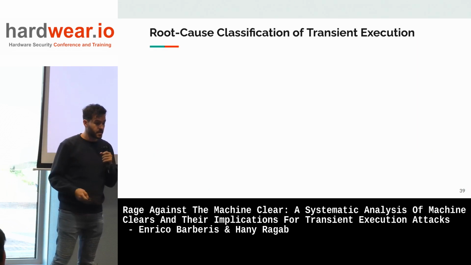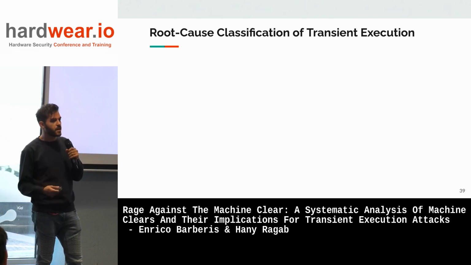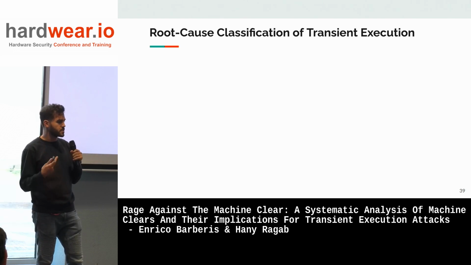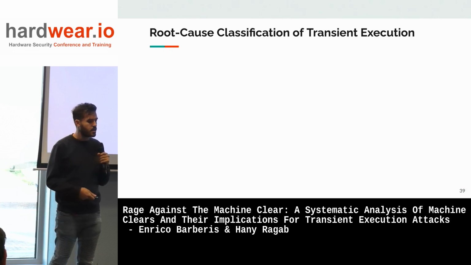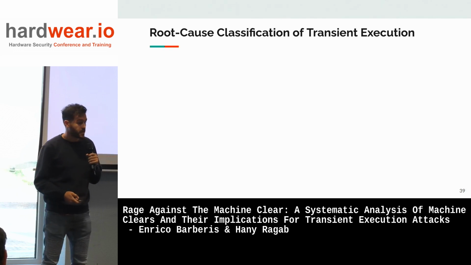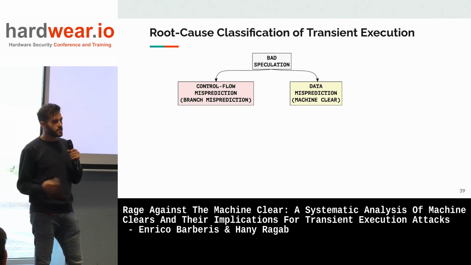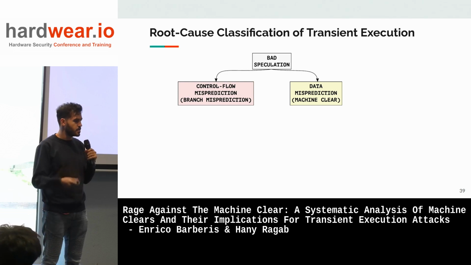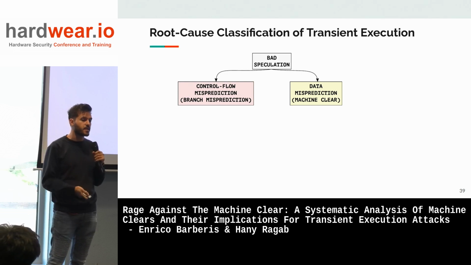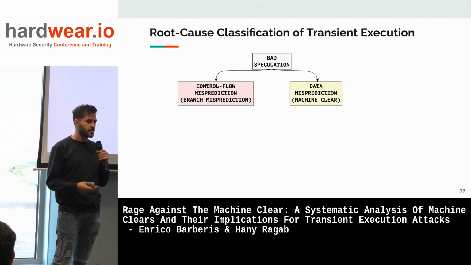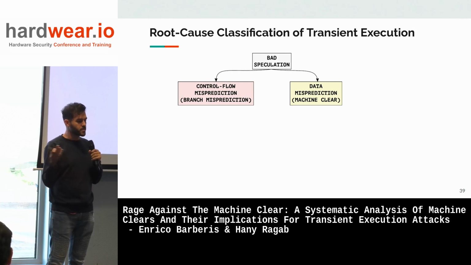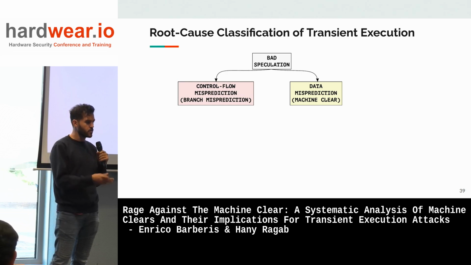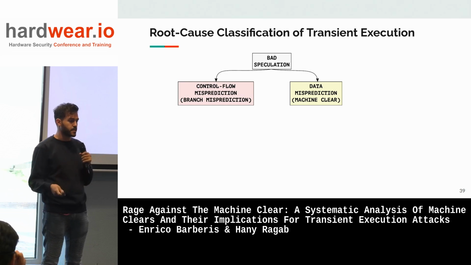Finally, and this is the last thing, we try to classify all these types of root causes that we could use to create a transient execution path. We start from the definition that we found in different patents and manuals, which is bad speculation, the highest hierarchy defining this behavior. We have two classes, control flow misprediction and data misprediction, which highlight whether we are mispredicting or speculating over code, or speculating over data.